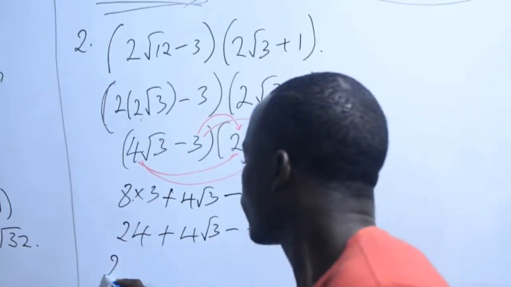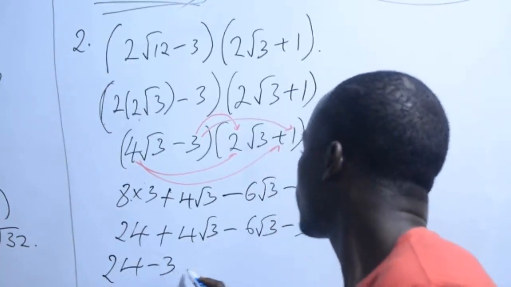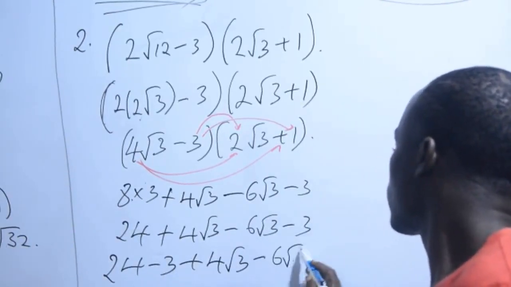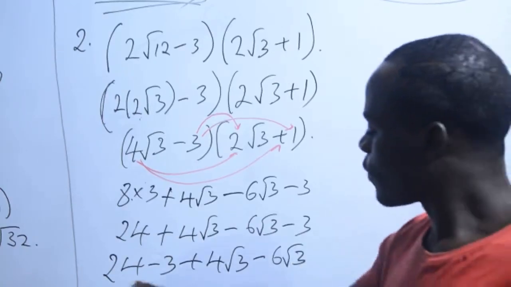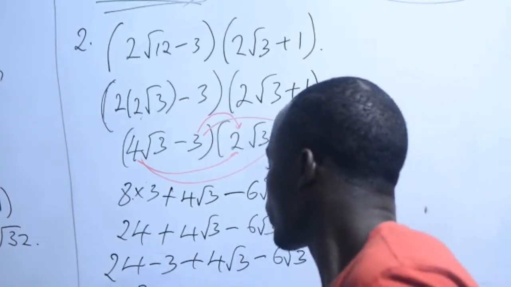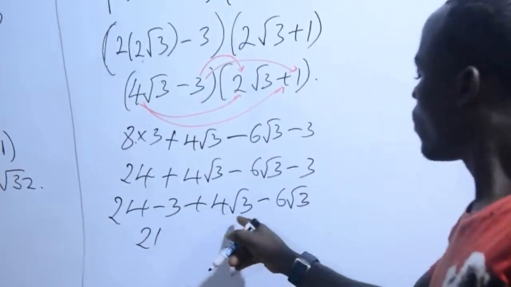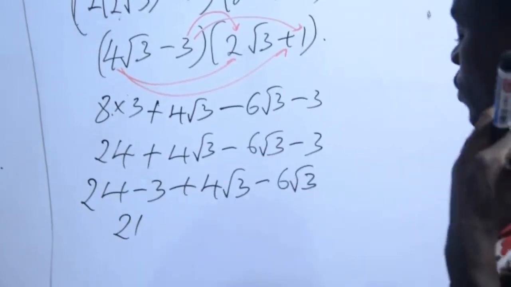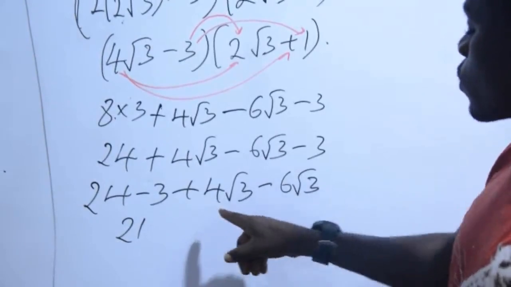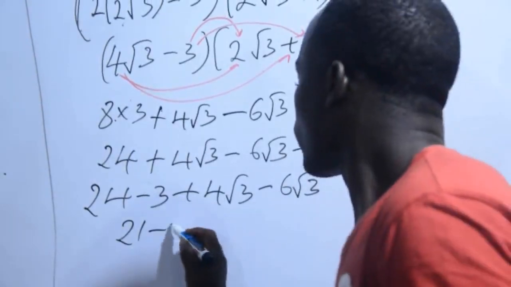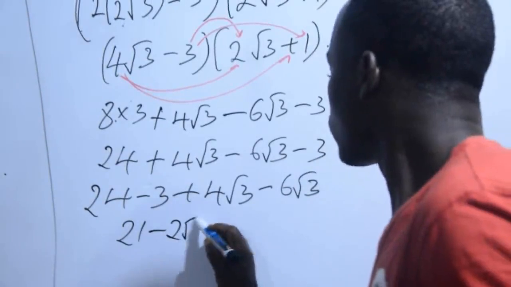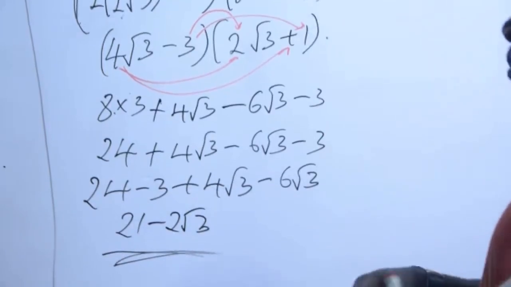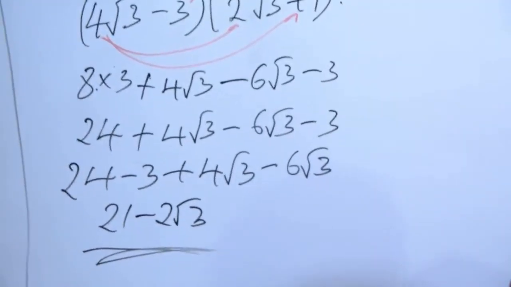So we will have 24 minus 3 plus 4 root 3 minus 6 root 3. Now what is 24 minus 3? Of course, is 21. Then 4 root 3 minus 6 root 3. Remember, on our simplification of addition and subtraction, we check the coefficients, isn't it? So 4 minus 6 will give us minus 2. And then root 3. And you check it out, nothing more to do here. And that marks the answer for this very simplification.